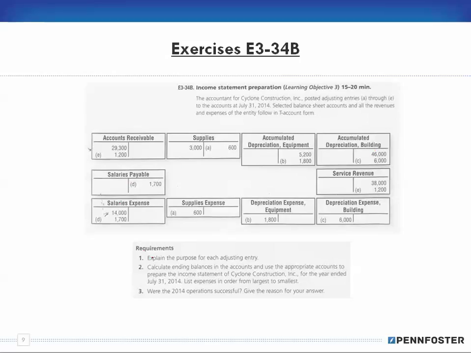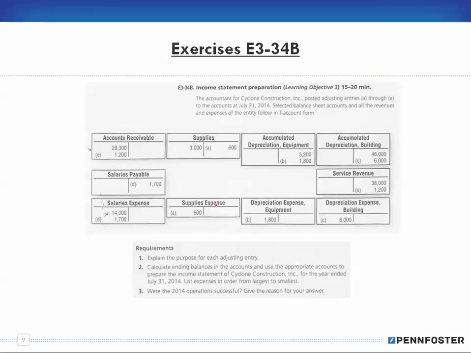So it says here, 1, explain the purpose of each adjusting entry. Then 2, calculate the ending balances and use the appropriate accounts to prepare an income statement for the year ended July 31st. And then 3, were the operations successful? Give the reason for your answer.